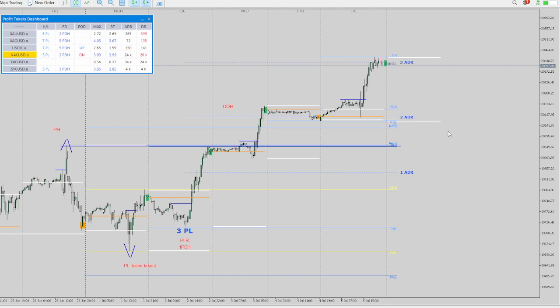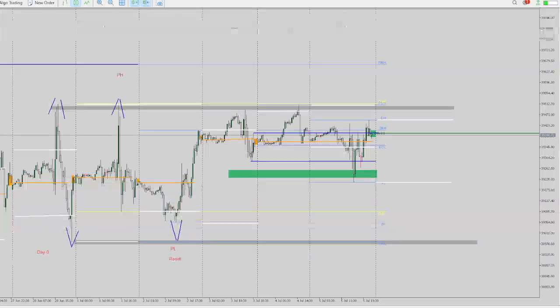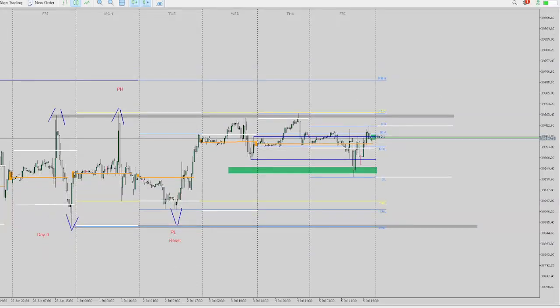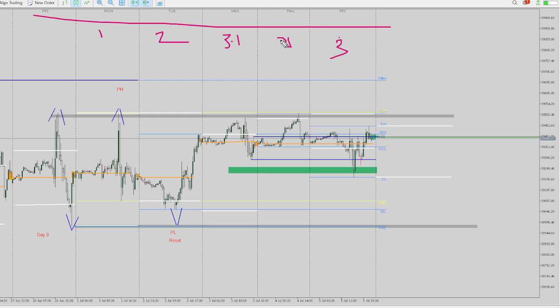All right, so let's look at DJ. DJ was a little different, guys. It was kind of a little bit all over the place. Here we go, Friday, the weekly template, right? We're going to do the weekly template here. This is 2. Sorry. So Friday, we had a peak high and we had a peak low on Friday. Again, another day 0, an inside day is another terminology for it as well.